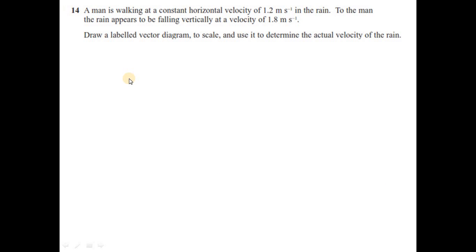I hope you understand the situation. Question 14: A man is walking at a constant horizontal velocity of 1.2 m/s in the rain. To the man, the rain appears to be falling vertically at a velocity of 1.8 m/s. Draw a labelled vector diagram to scale and use it to determine the actual velocity of the rain. So it's all about vector addition and a scaled vector diagram.